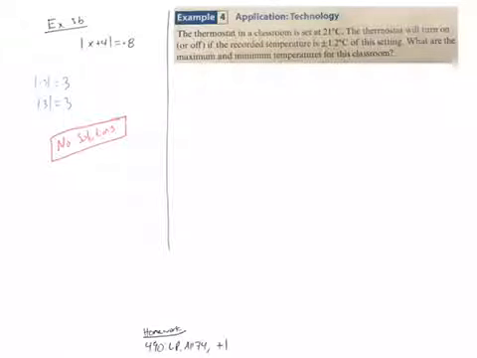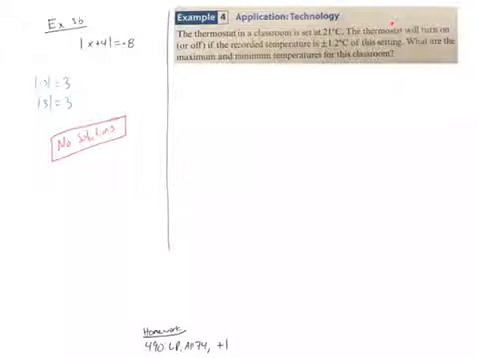Let's try a little application of this. It says a thermostat in a classroom is set to 21 degrees Celsius. That's 69.8 degrees Fahrenheit, just so you know. The thermostat will turn on or off if the recorded temperature is plus or minus 1.2 degrees Celsius of this setting. What would be the maximum and the minimum temperature for this classroom? So maybe you're thinking, let me just take this temperature, 21 degrees Celsius, and add that. Take this temperature, subtract that, and those will be your two numbers. And that actually is correct.